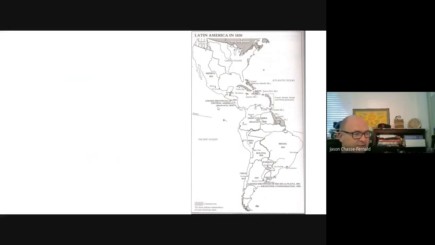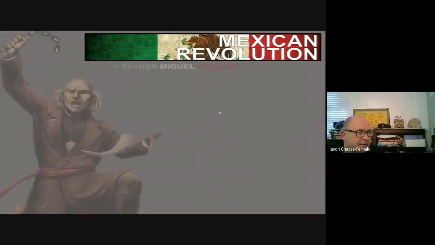And also notice Central America, right? The United Provinces of Central America, from 1823 until 1839. This is going to be a United Provinces, and then in 1839, Central America will fragment into its current political boundaries.